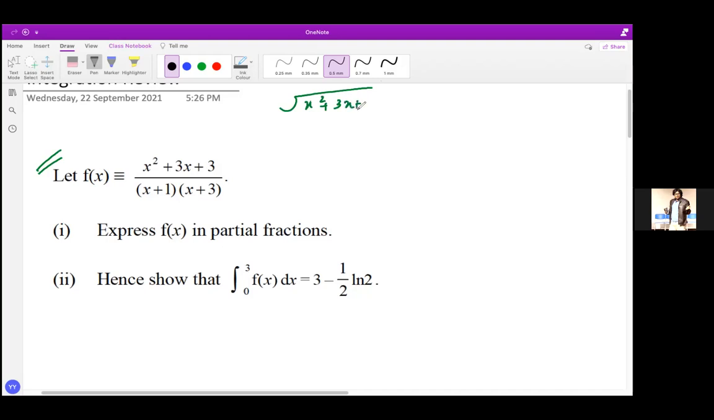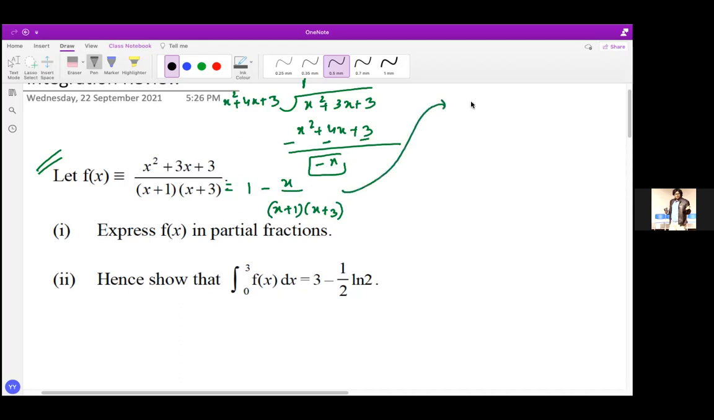If you open this up, the denominator will be x squared plus 4x plus 3. And if you divide here, you get x squared plus 4x plus 3. If you subtract, you get negative x. So this can be written as quotient plus remainder over divisor, which is x plus 1 and x plus 3. Now you have to do partial fractions on this.